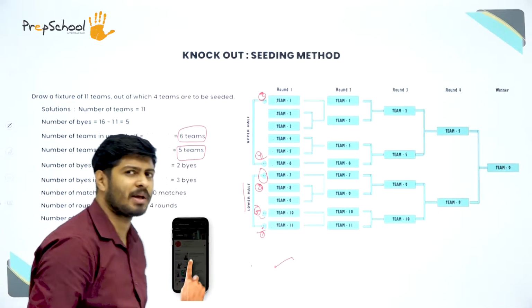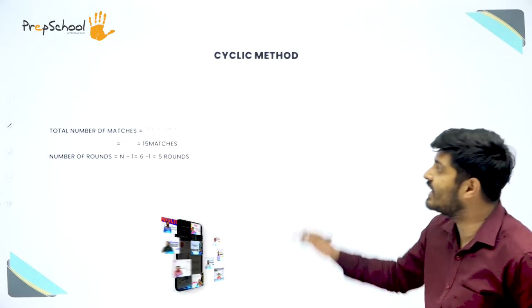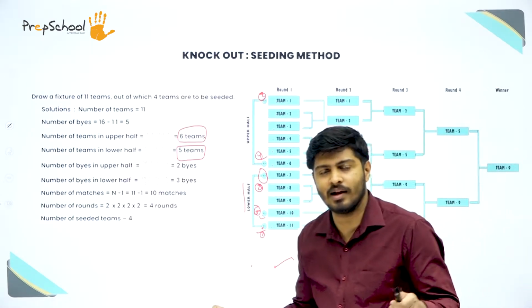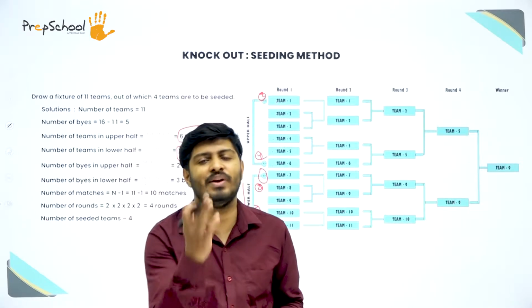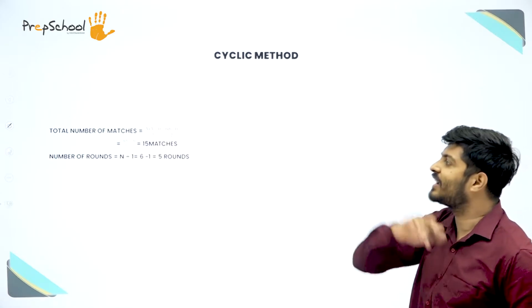Now let's get into something quite interesting. What we have over here is again the cyclic method. So I hope you understood the knockout method pretty clearly. Now what is next in line? We have cyclic method and then staircase method. So let's look into cyclic method first.